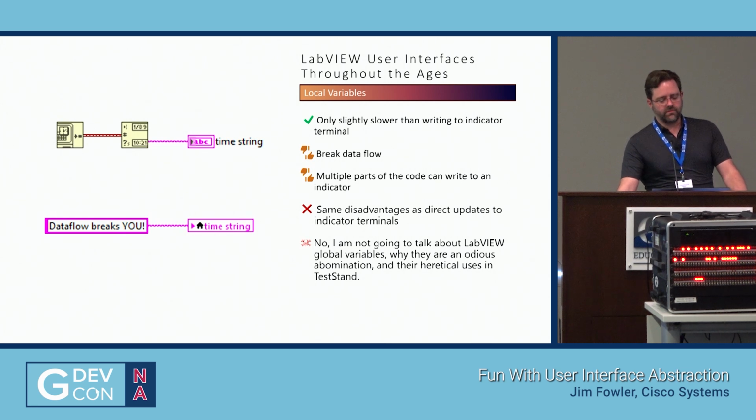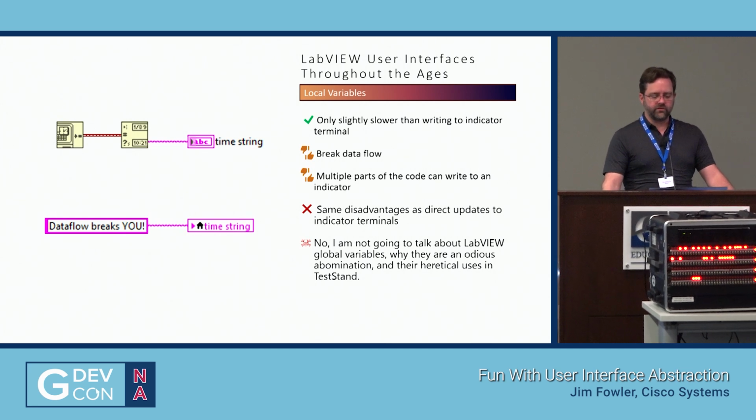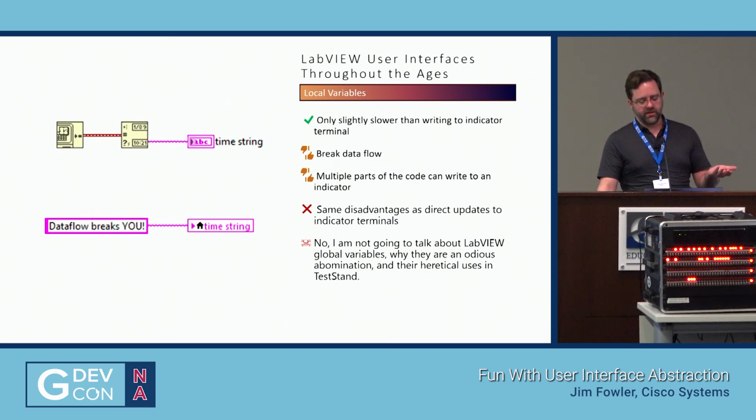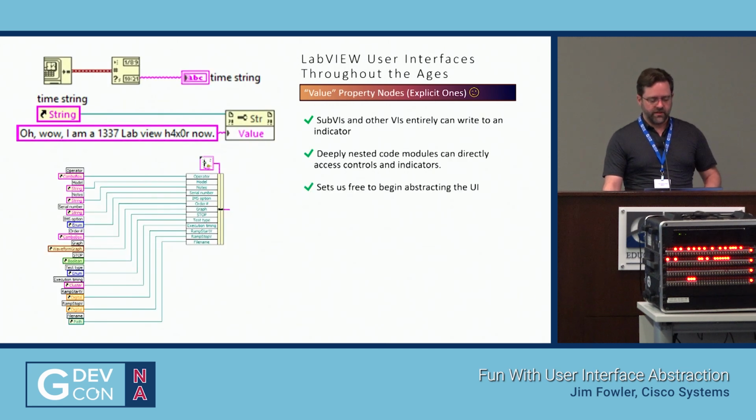Talking about local variables, they're only slightly slower than writing to an indicator terminal. Of course, they break data flow, which has advantages and disadvantages. Multiple parts of the code can write to an indicator at the same time, and it has basically the same disadvantages as writing directly to a terminal. And no, I'm not going to talk about LabVIEW global variables, why they're an odious abomination, and their heretical uses in TestStand, because TestStand's a very strange animal.